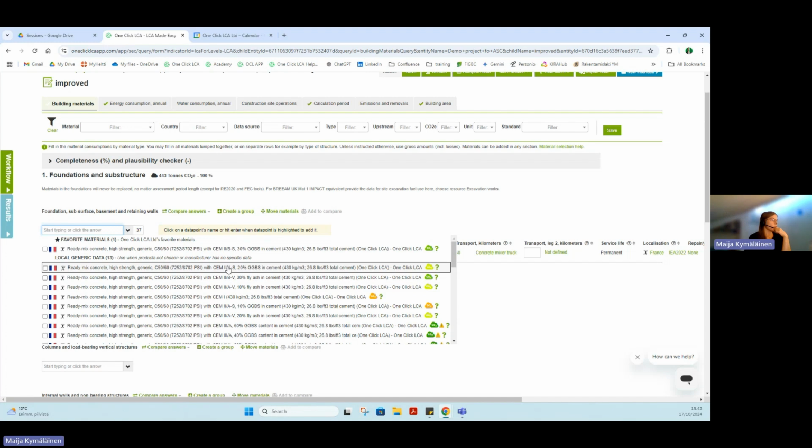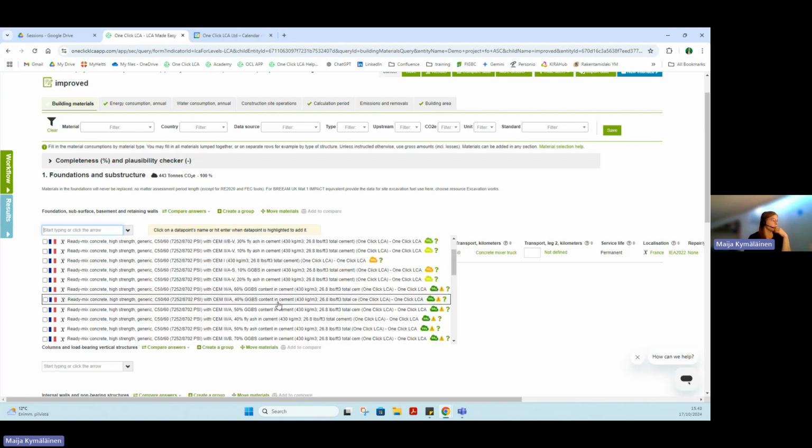So we chose this one, which has 20% GGBS, but we can choose something that has a higher percentage. This blast furnace ground granulated slag basically comes from steel manufacturing. It is stuff that is left over, so it's a waste product, and waste products tend to have a very small carbon footprint. So if we add those into our mix, it automatically reduces the carbon footprint.